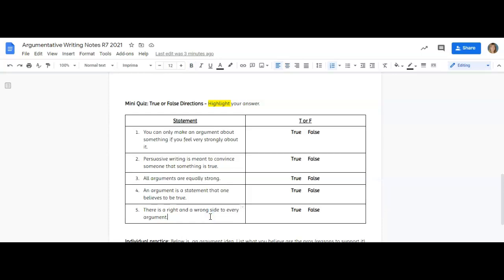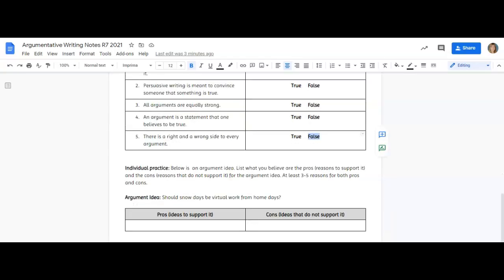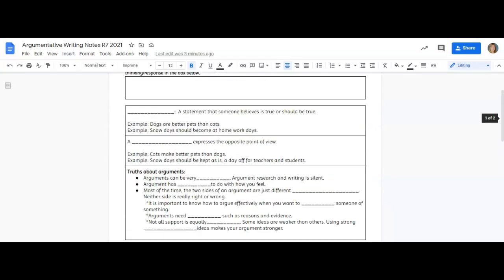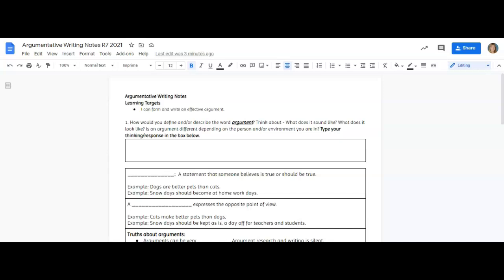Do you think that is true or false? There is a right and wrong side to every argument. Is that true or false? The answer is false. And what makes it an argument is that if the two sides, reasonable people believe them to be true, it's typically just different perspectives. So what we are going to do is we are going to come up here to fill out these notes.